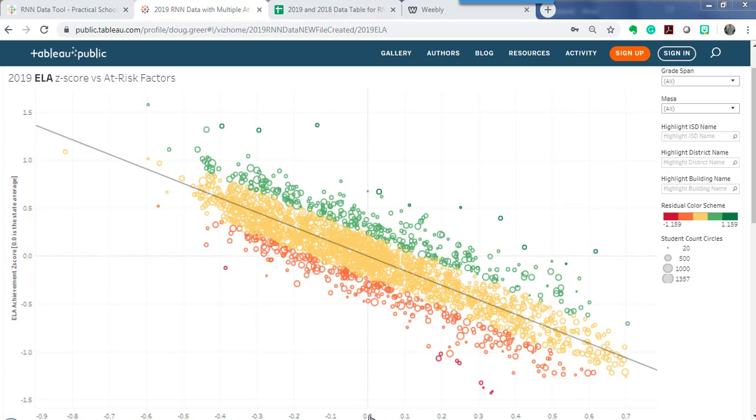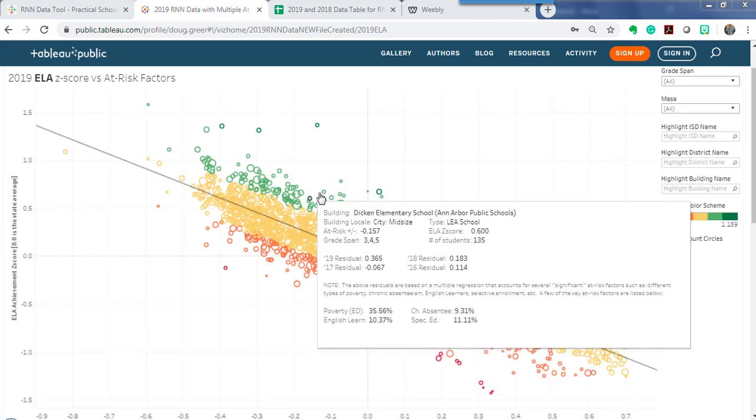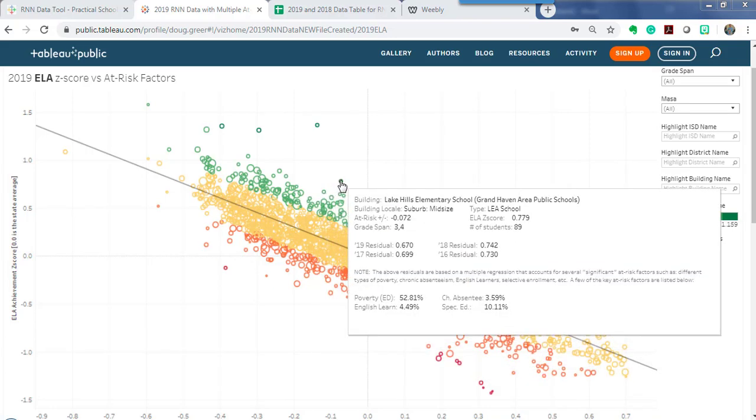The two biggest ones are poverty and chronic absenteeism, and the 0 represents the state average for poverty, which is about 48%, and the state average for chronic absenteeism, which is about 13%. As at-risk factors increase and they go above the state average, achievement is predicted to go down, which is predicted by this equation, which we often call a best fit line. Each school will pop up with information as you hover over the different circles. Lake Hills has really improved itself over the last several years and continues to be a very high performer.